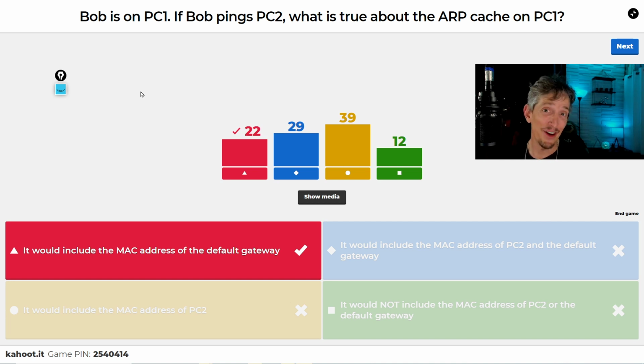And the only way you'd know that is identifying the masks and the IP addresses involved and saying, hey, those guys are not in the same subnet. So the ARP cache would have the default gateway for PC1, because it would have used that to forward the frame at layer 2 to its default gateway, who would make a routing decision. Is that kind of a mean question?